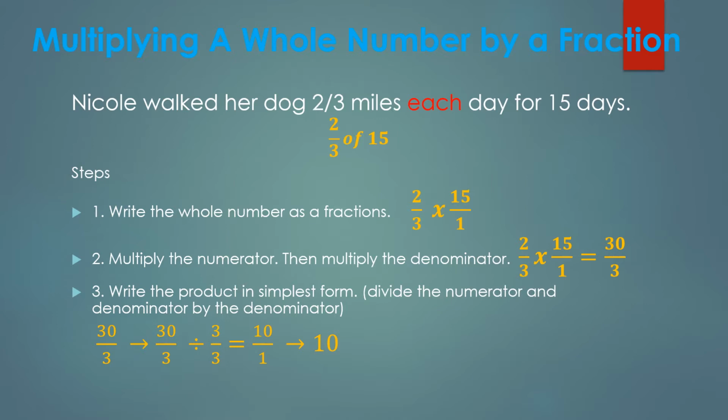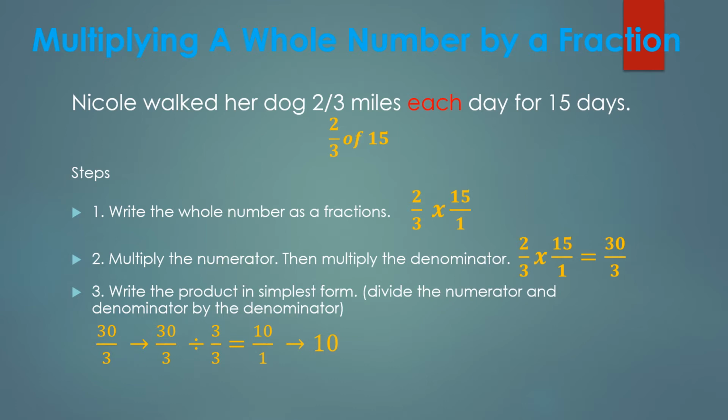Our second step is that we're going to multiply the numerator, then multiply the denominator. Remember, numerators are the top number on a fraction and denominators are the bottom number on a fraction. So first we're going to do 2 times 15, which equals 30. Then we have 3 times 1, which equals 3.